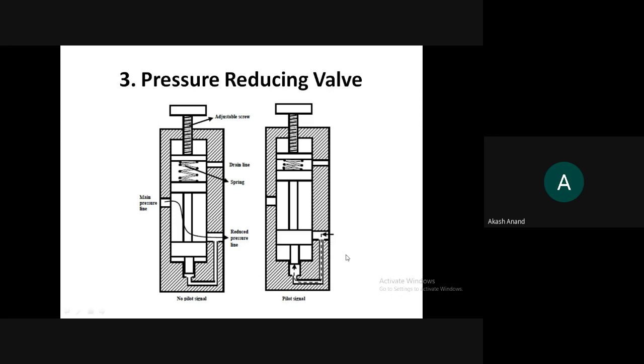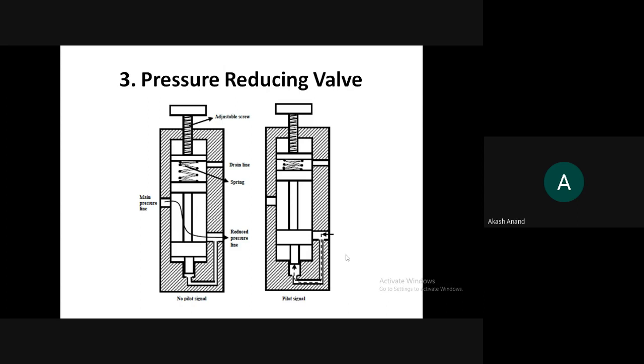Okay, so in this type of pressure reducing valve, the pressure reducing valve is one of the types of pressure control valve. This type of valve is normally open. This is an open type of valve and is used to maintain reduced pressure in some part of the hydraulic circuit. So this type of valve is used to maintain the reduced pressure to keep the low pressure condition in a hydraulic circuit.